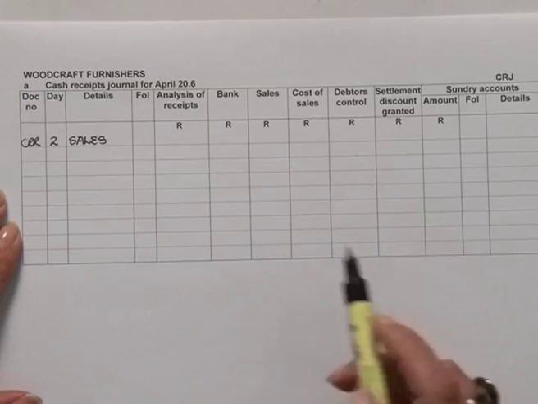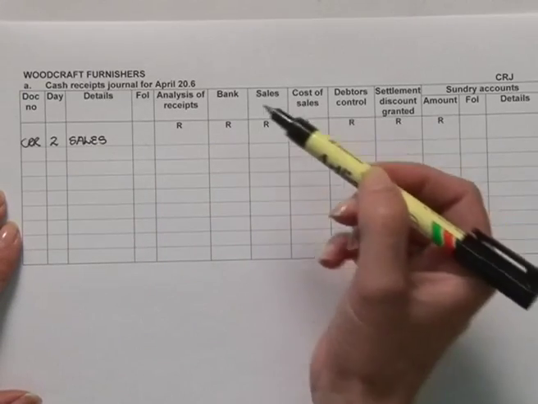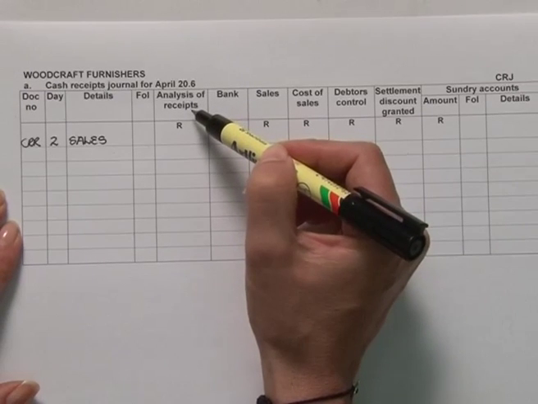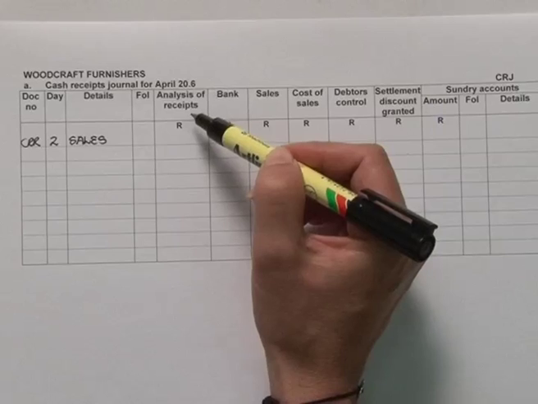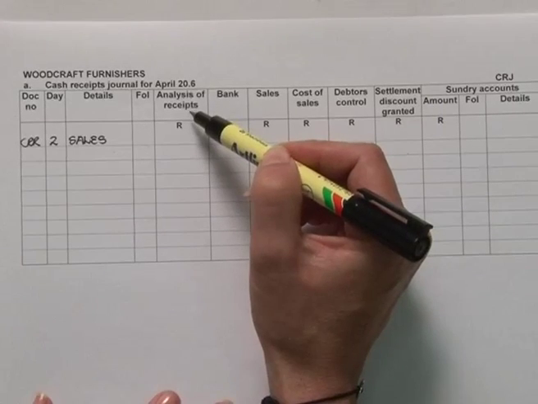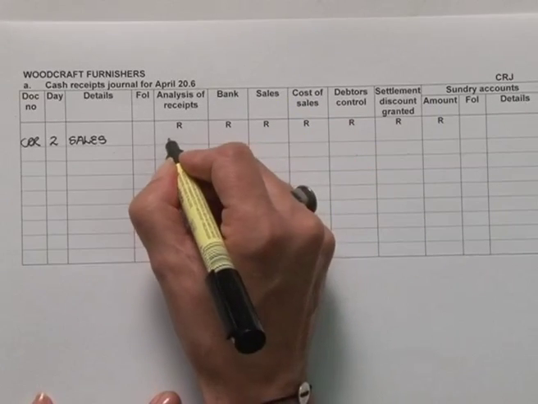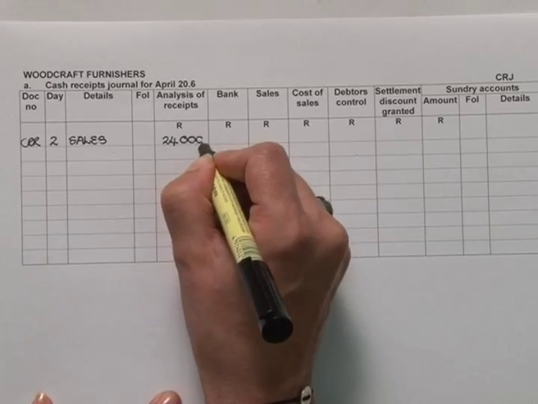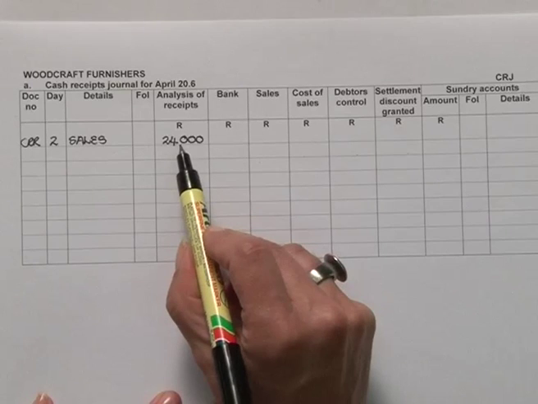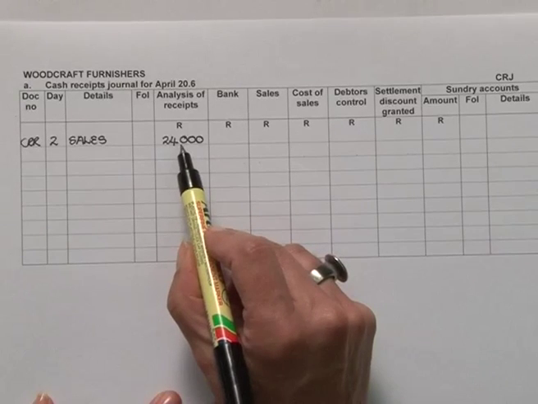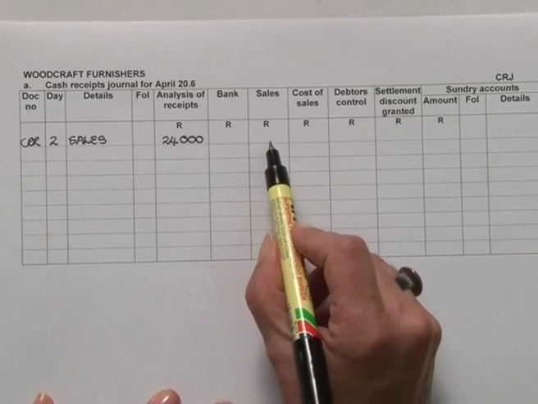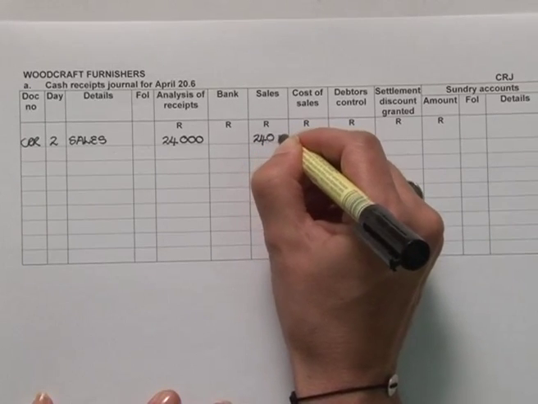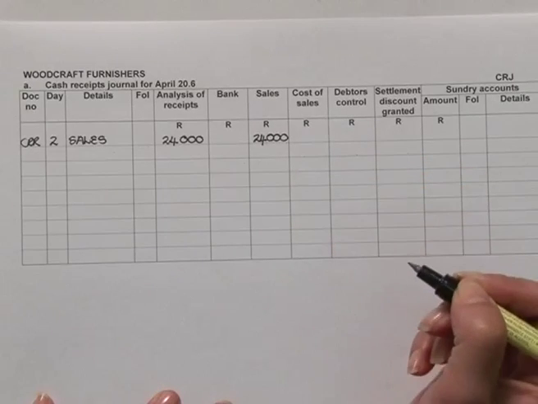in this case. Then in our analysis columns, analysis of receipts is like the till. It represents the till where you put the money in. In this case, we received 24,000 Rand in cash. For that debit, I need to show a corresponding credit. This income that I've earned is sales. I will put my 24,000 Rand into my sales column as well.